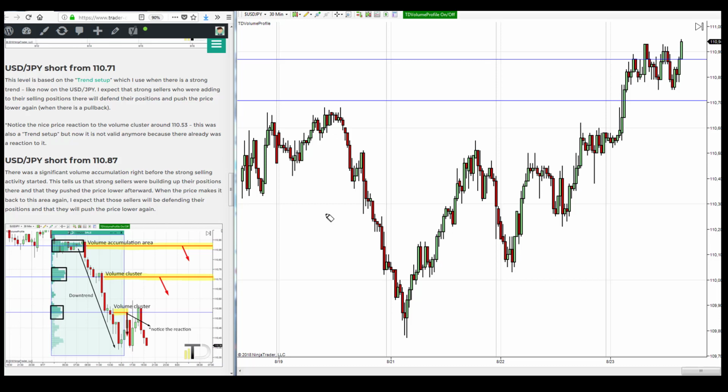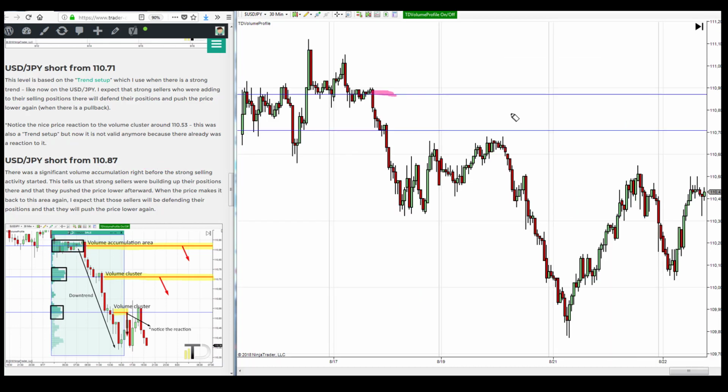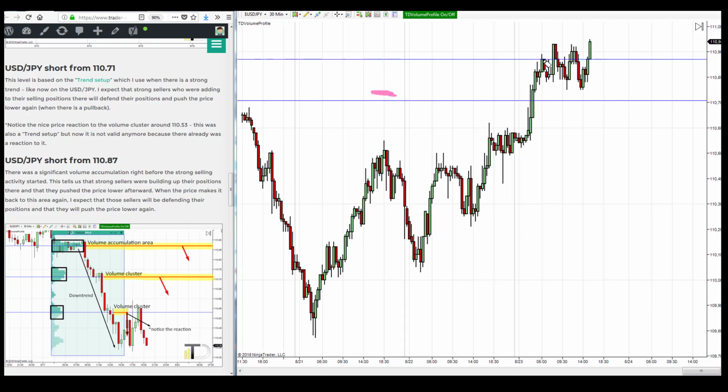The last intraday trade I wanted to mention was also on the US dollar Japanese yen. This time it was a short from 110.87. It was based on this volume accumulation. This is the level, 110.87. I took the trade quite recently, and the reaction to the trade came in today's Asian session. I entered the trade right there.